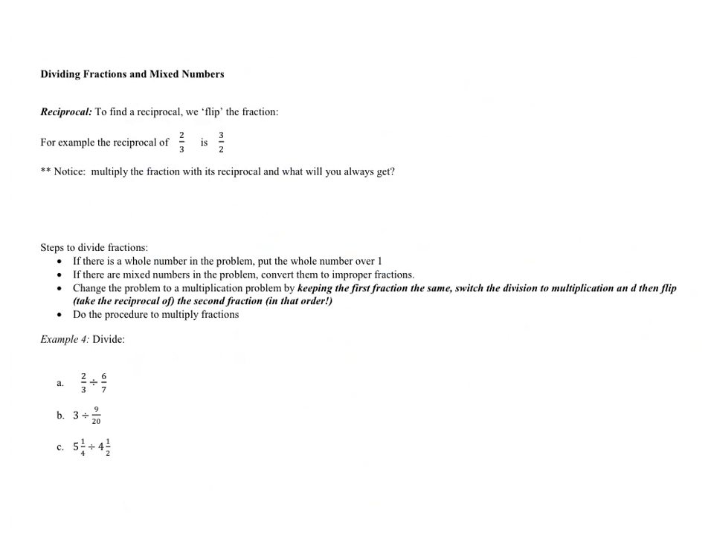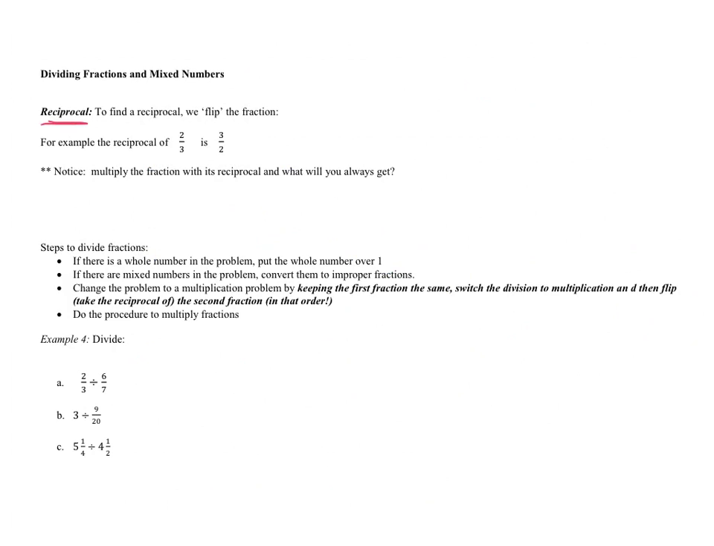Finally, in this lesson, we'll look at dividing fractions and mixed numbers. The first thing we'll talk about is a reciprocal. And what is a reciprocal? Well, to find a reciprocal, we just flip a fraction over. So for example, the reciprocal of 2/3 is 3/2. 2 over 3 becomes 3 over 2.